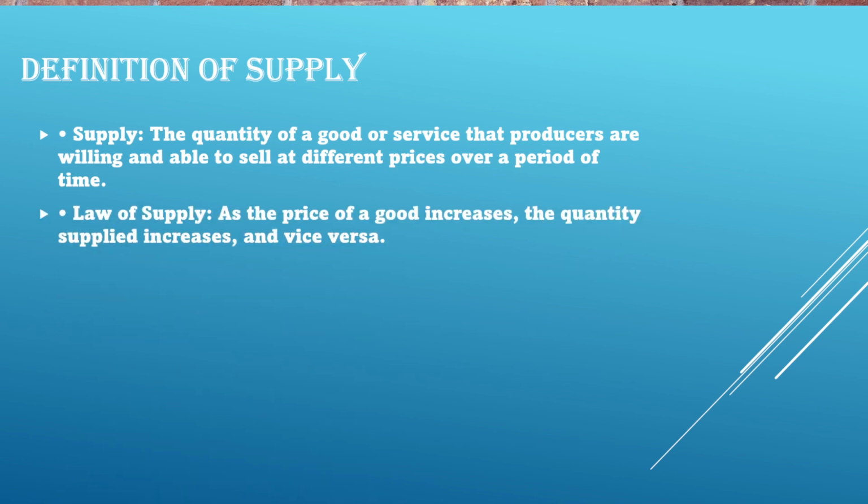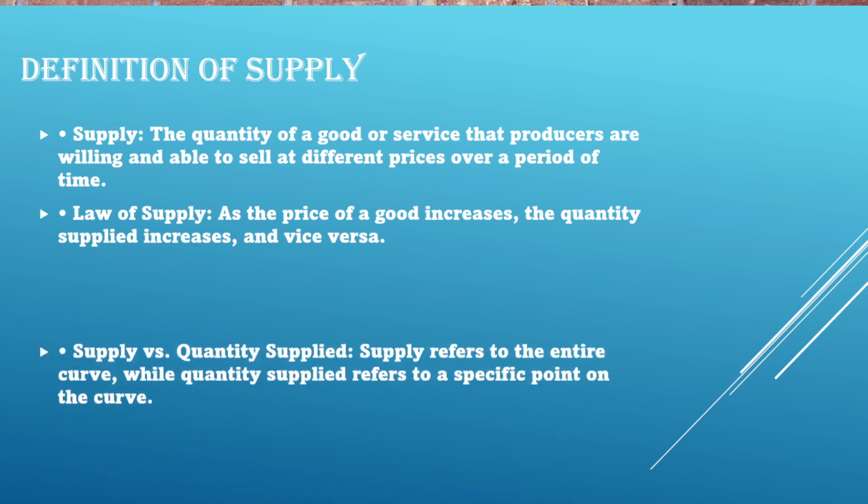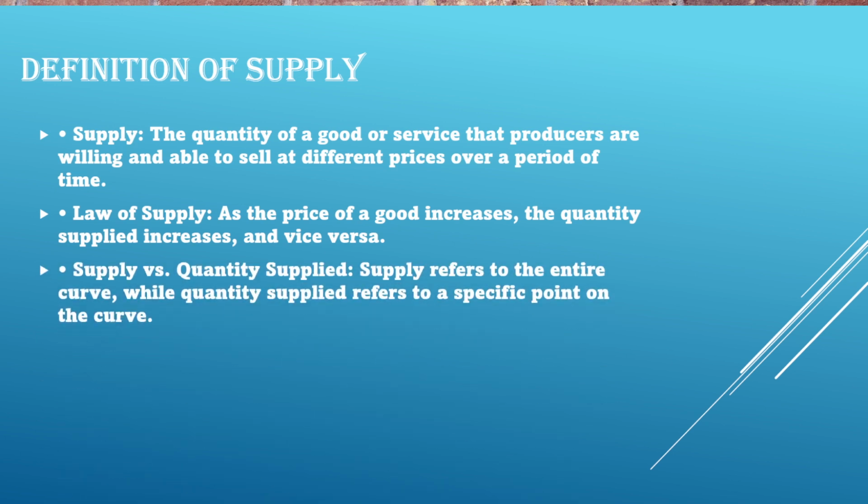Okay, the law of supply says as the price of a good increases, the quantity supplied increases. As the price of a good decreases, the quantity supplied decreases. Again, we have the word quantity supplied rather than supply, which we will get to. So we have supply versus quantity supplied.